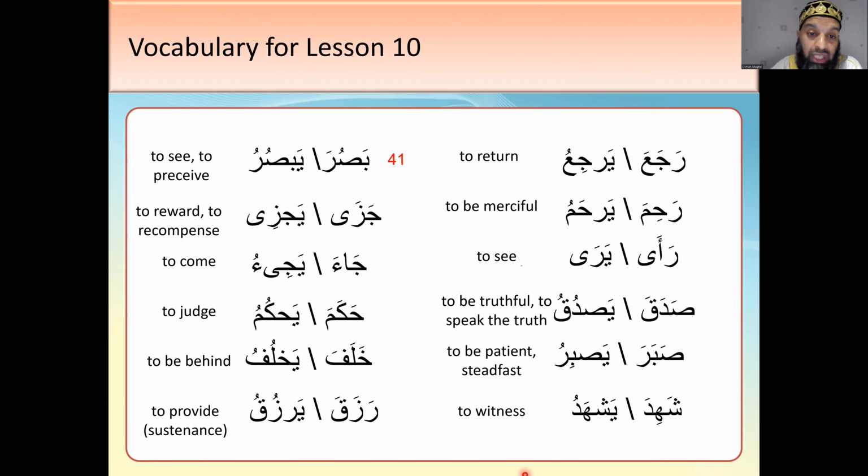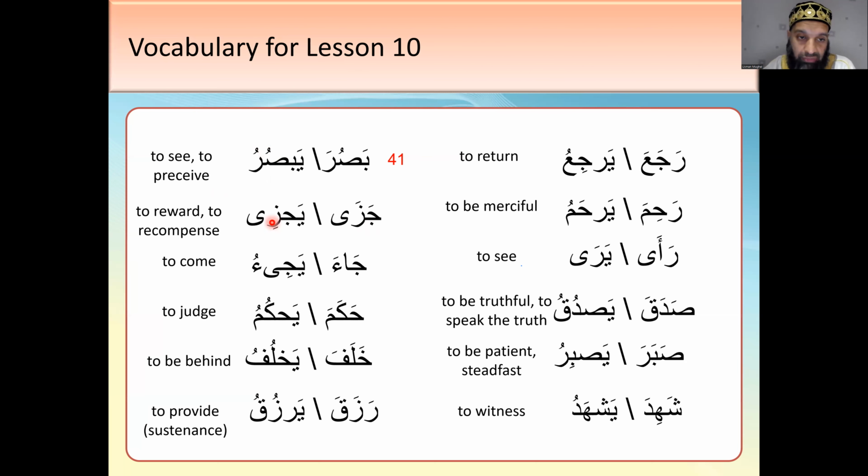So basura yabsuru means to see. Yeah, basir. You see basir? So basura is past tense, the root word. Yabsuru is the present tense. You need to know the present tense with the past tense in order to know what vowel goes on the third letter. Is it yabasiru, yabasaru, or yabasuru? So for this one, it's a dhamma, yabasuru. What is masdar? We do masdar next week, inshallah. Right?